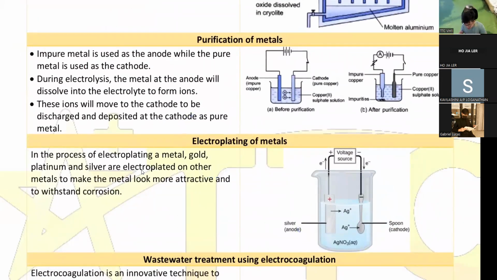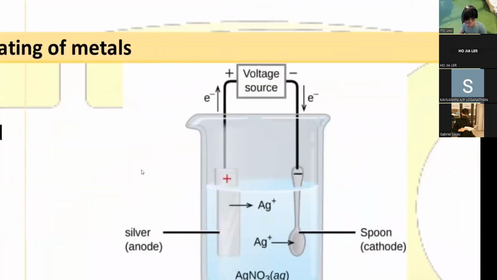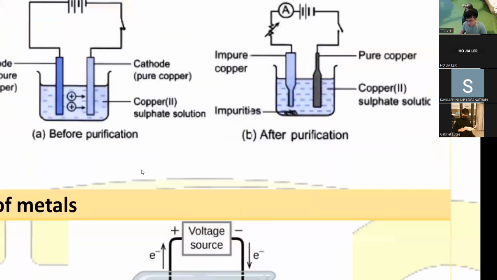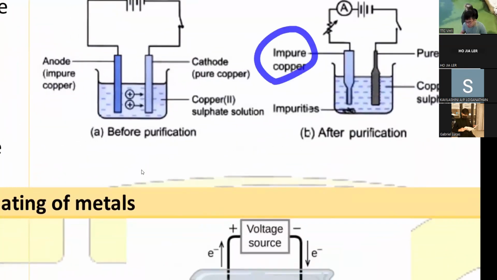We use this in electroplating and we use this in purification. We put one at negative so that the silver can stick here, or we put the impure copper at the positive so the copper can come out. I'm only extracting copper.